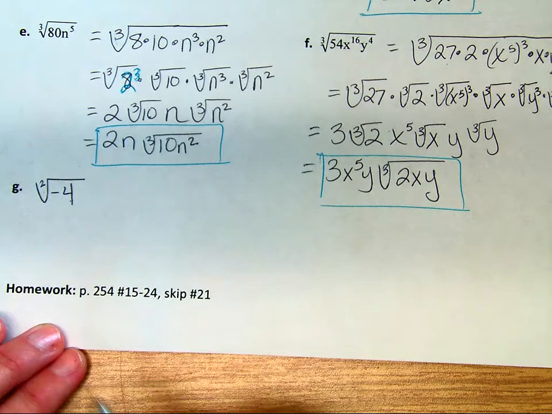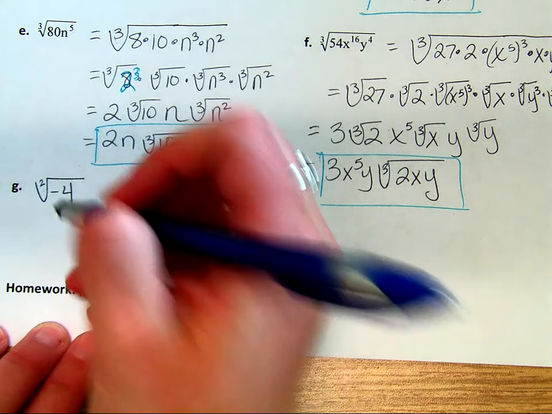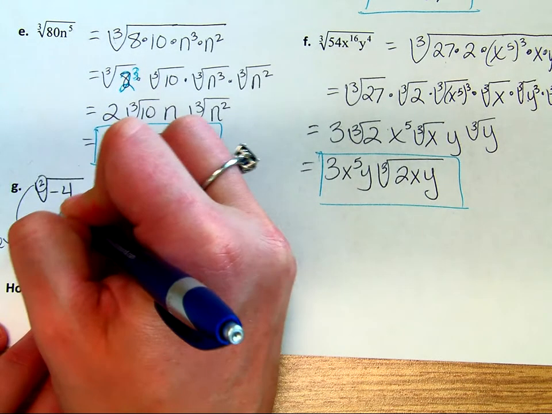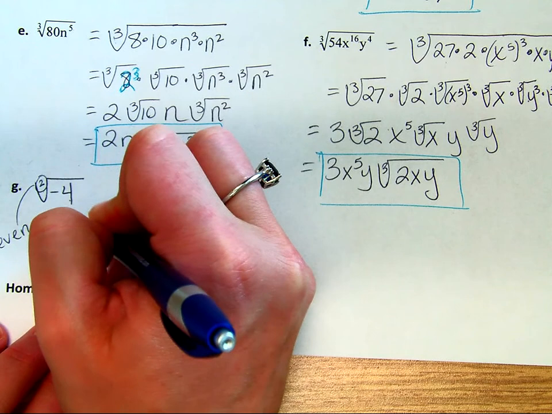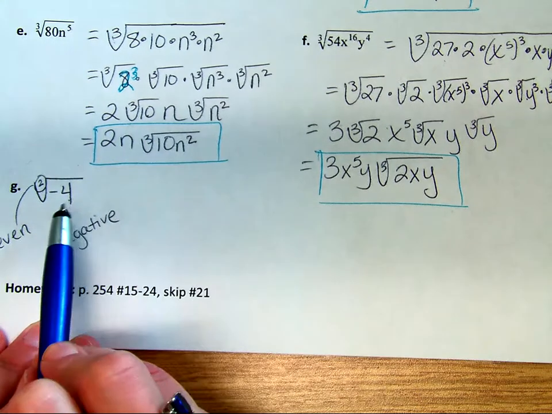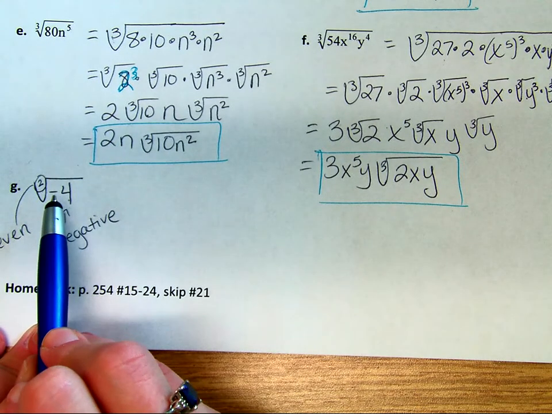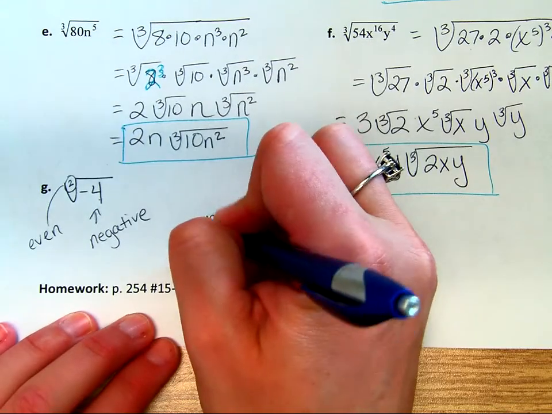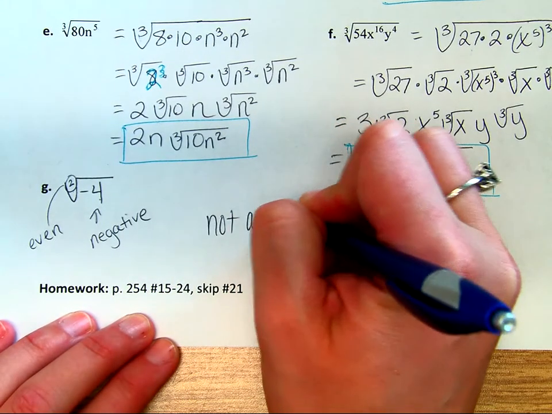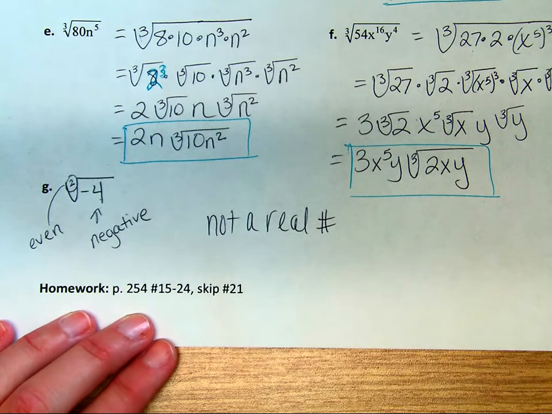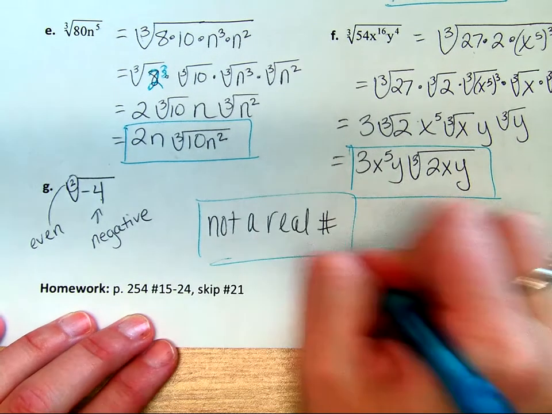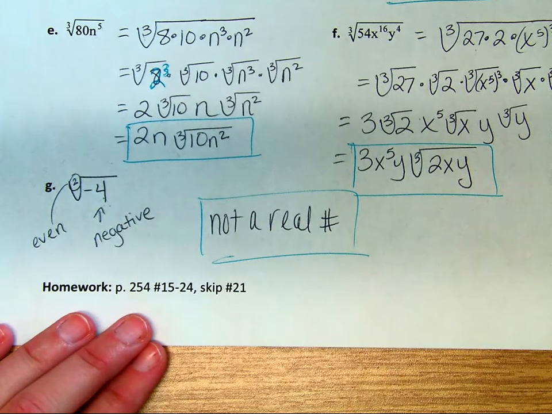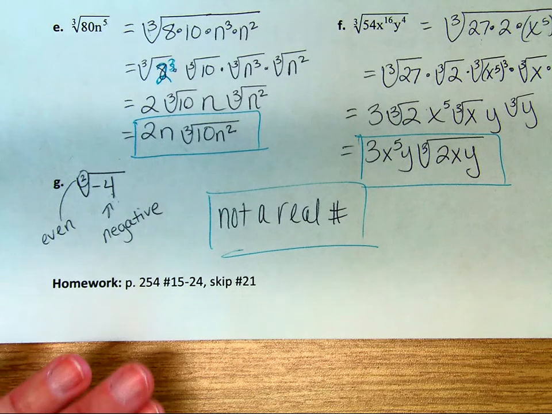So since this is even, and this is negative, whenever your index is even and what's under the radical is negative, you're always going to get no solution, or not a real number. Later we'll talk about imaginary numbers, so be excited for that. But for now we're just going to put that it's not a real number. If you have an even index and a negative value under the radical, it's impossible. If you typed it on your calculator, it would say error or something like that.